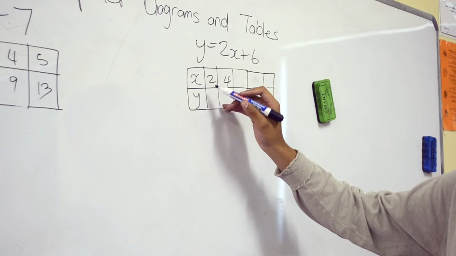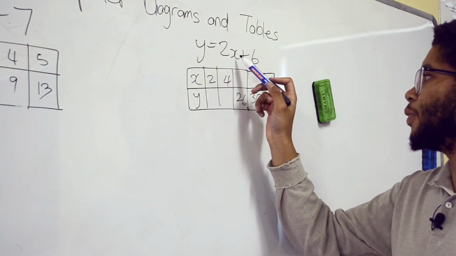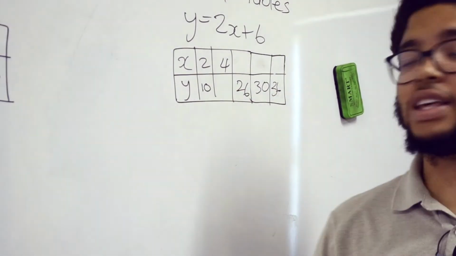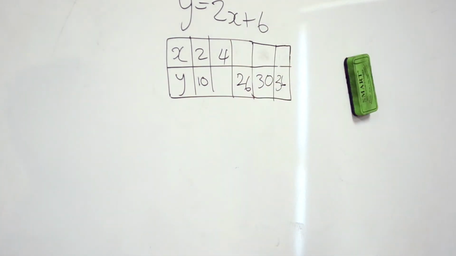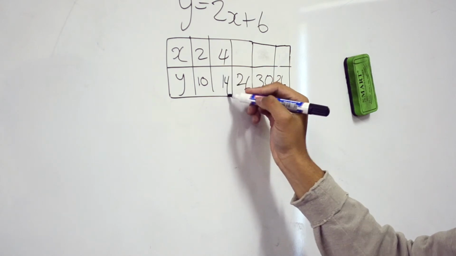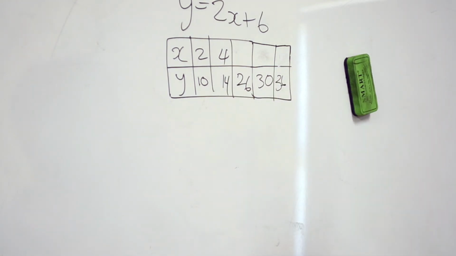So with x being 2, I'm going to say 2 multiplied by 2, which gives me 4. 4 plus 6 gives me 10 over there. Then with 4, I'll say 2 multiplied by 4 gives me 8, and 8 plus 6 gives me 14. Whenever they give you the y value, it is better to substitute into our equation, because that way we'll definitely get the right answer.